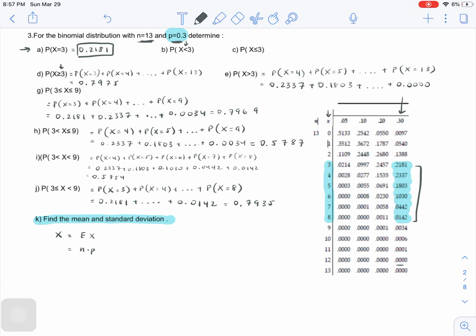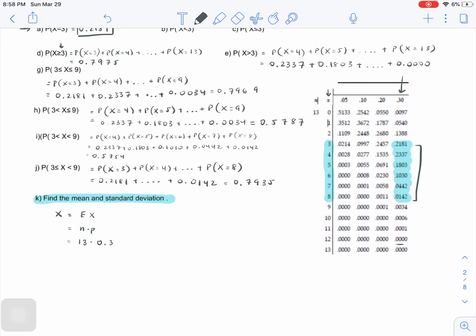So we're given n and p here. These are called our parameters. This is equal to 13 times 0.3, which if we plug in to our calculator is 3.9. So the mean of our binomial random variable x is 3.9. That's the average value of x.